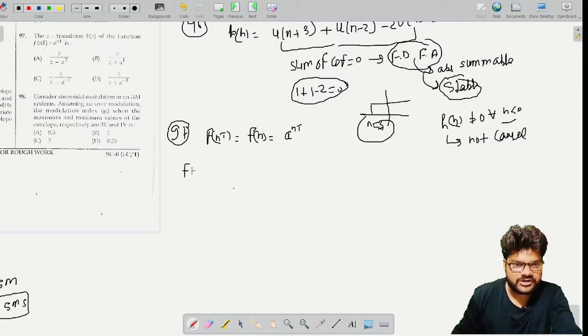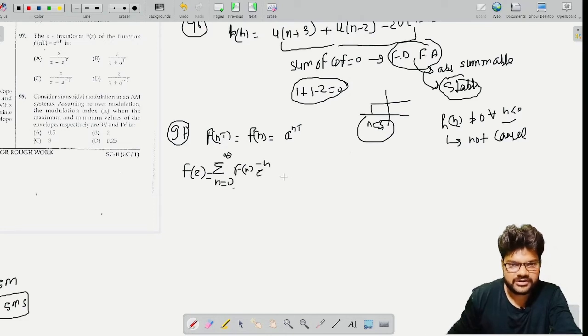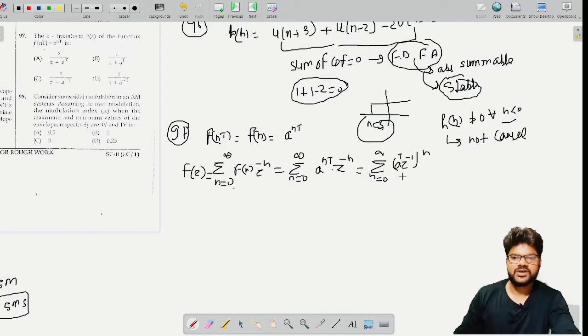So we know the Z transform F(z) equals summation n equals 0 to infinity f[n] z to the power -n, right. So this is going to be summation n equals 0 to infinity, f[n] is a to the power nT and z to the power -n, right. So n equals 0 to infinity of (a z)... okay. So we can write it as (a to the power T and z inverse) to the power n, right. Can we write it like this?